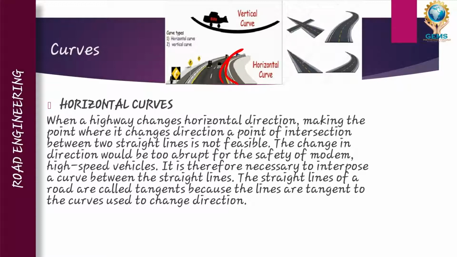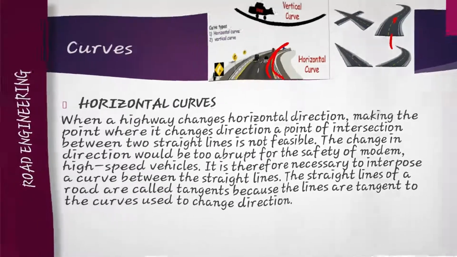As you can see in these images, the line in between, the center line, we call the alignment, and the curve shown here connects the tangents. For the safety of vehicles when they change direction from one direction to another, the intersection between the directions should be a little curved surface. So a horizontal curve is implemented in highways for the safe movement of vehicles.